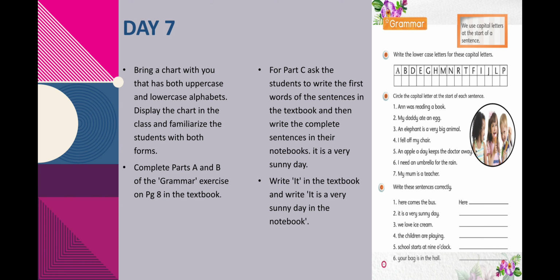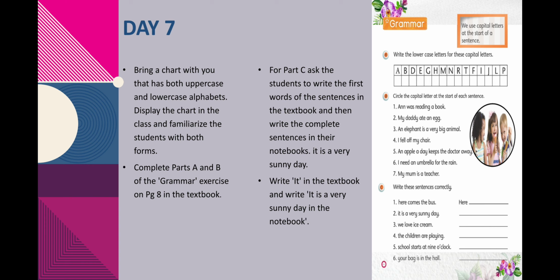Day 7, you have to bring a chart with you to school on this day. Prepare it in advance. It should have all the uppercase and the lowercase English alphabet written on it. Uppercase, capital letters, lowercase, small letters. So all the letters should be written on it. Display the chart in the class and familiarize the students with both forms. This is a very simple, straightforward, easy activity.